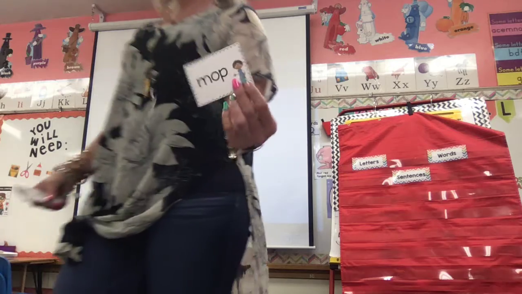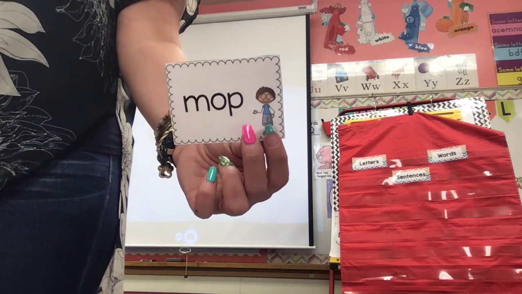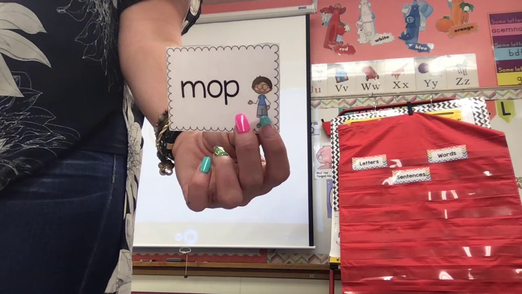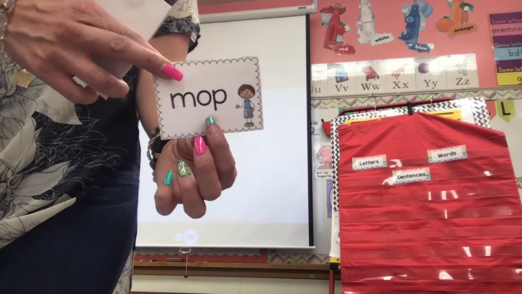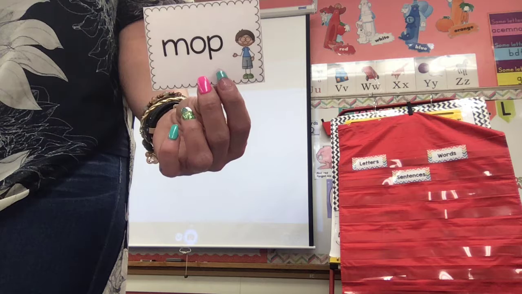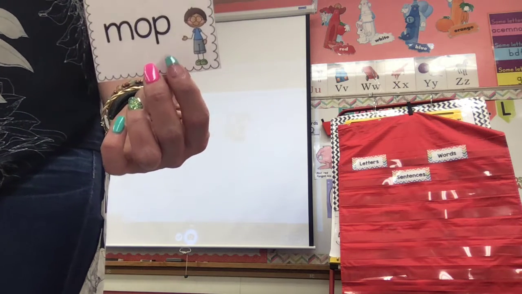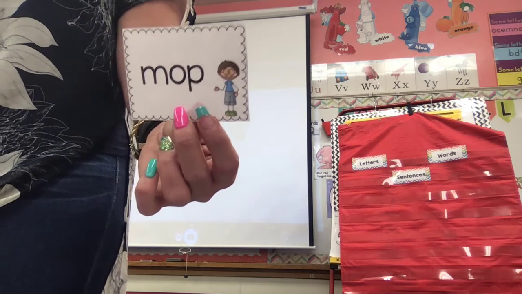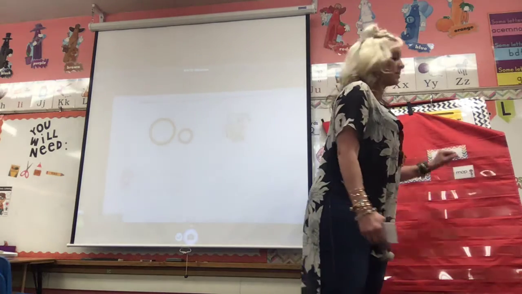Here's my first one. This says mop. M-op. Mop. Is it just one letter? I see 1, 2, 3 letters, so it can't be a letter. Is this a sentence? Am I telling someone something? Mop. Or is it a word? It is a word. The word mop. So this one's going to go under words.